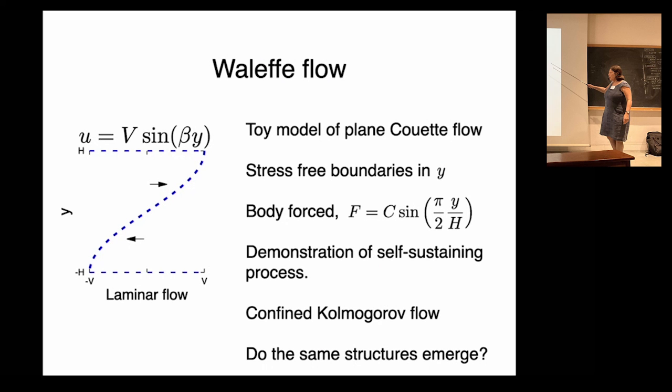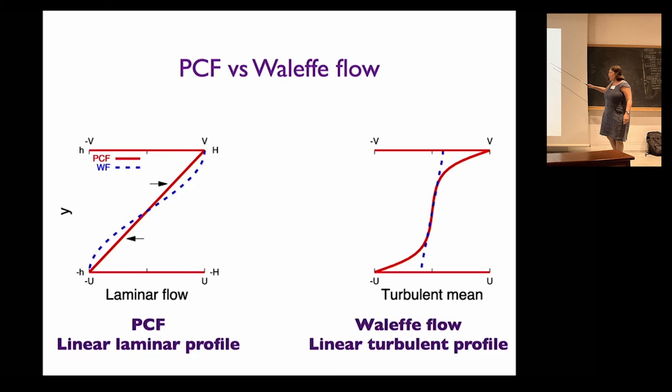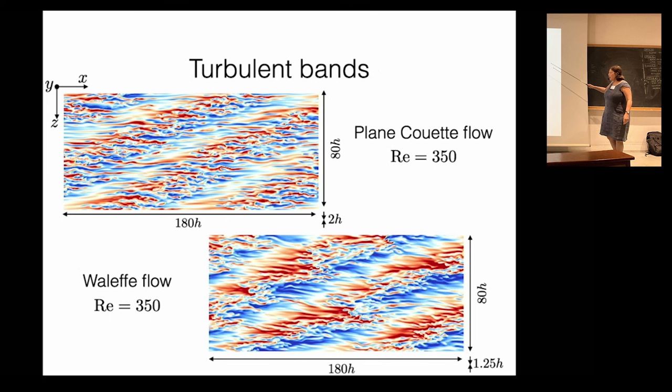One, this is no longer plane Couette flow. This is called Waleffe flow: free slip boundaries. And if it's free slip boundaries, if it's not viscous pulling, then how are you going to move it? Well, you make a body force that's sinusoidal like that. And lo and behold, I'm not going to tell you, it forms bands too at the same Reynolds numbers. So you don't need the walls. This is wall-bounded shear flow turbulence, and it doesn't need walls. Yes, Bérangère.